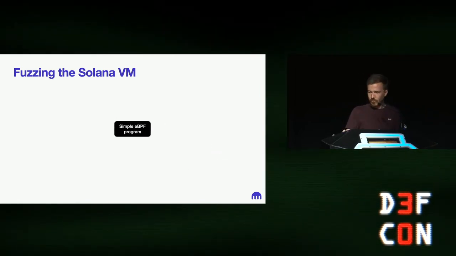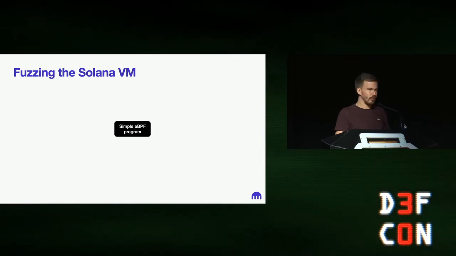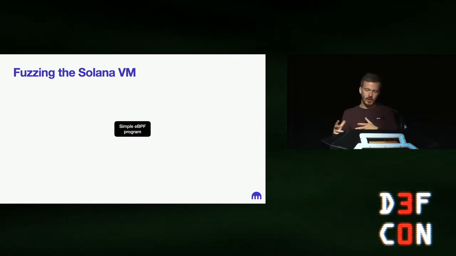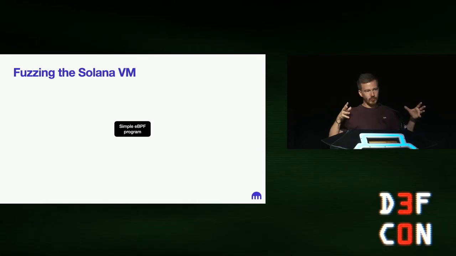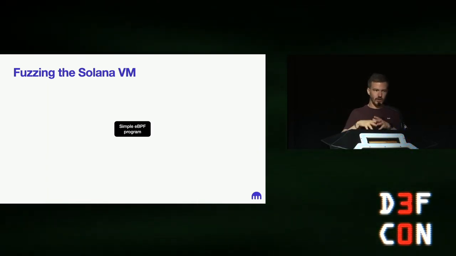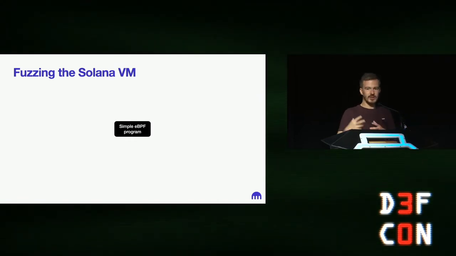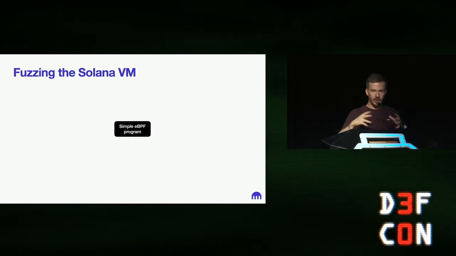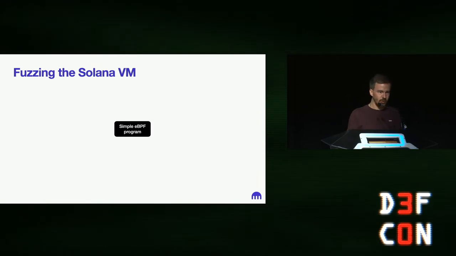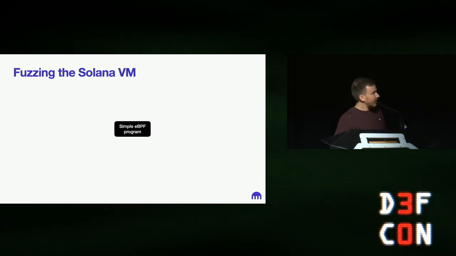Now, first we need some simple eBPF programs. If you want to fuzz a VM, you want to be sure that you get a very wide variety of inputs. You want to cover as many instructions as possible. In this case, we're looking at ELF. ELF in itself is already pretty complex, and so you want to have a lot of different ELF binaries, different types, and so on.